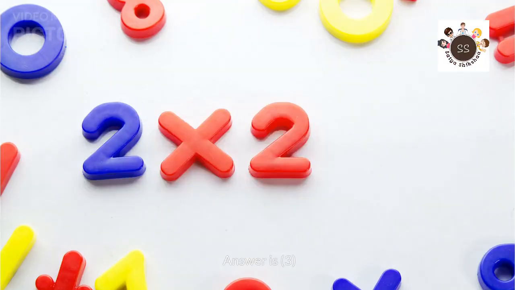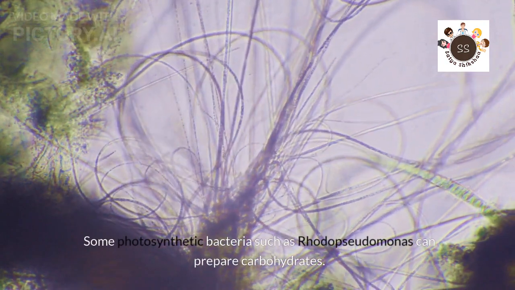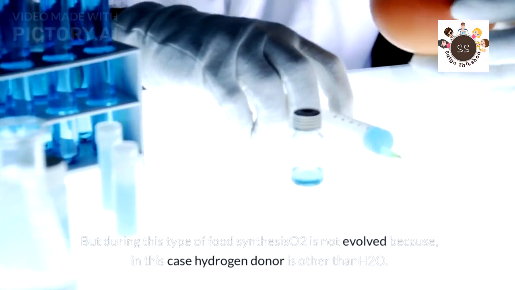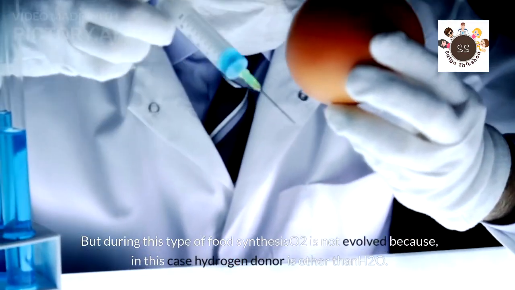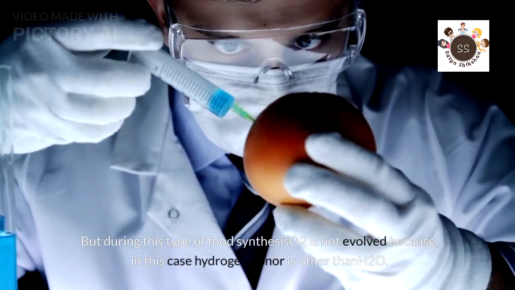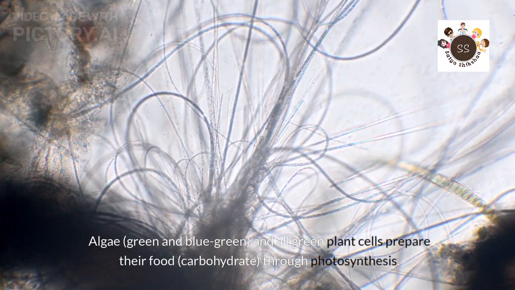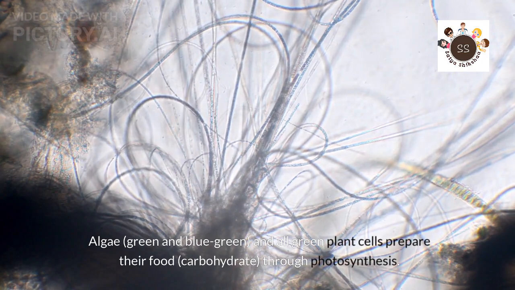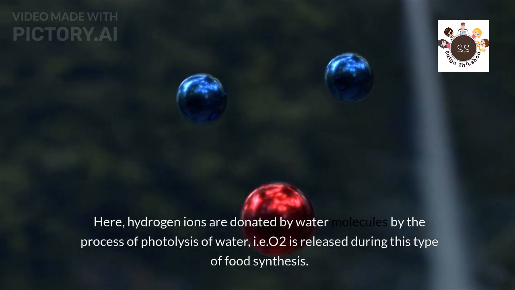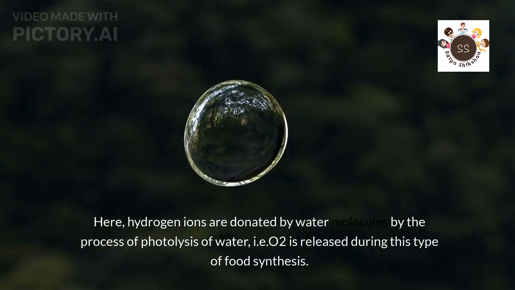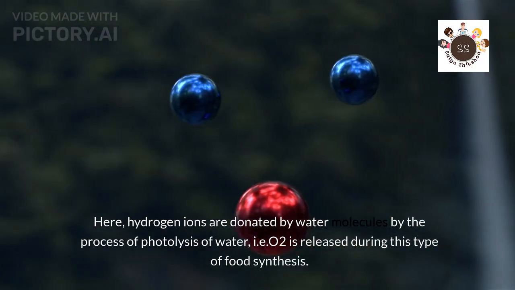Answer is 3. Some photosynthetic bacteria such as Rhodopseudomonas can prepare carbohydrates. But during this type of food synthesis O2 is not evolved because, in this case, the hydrogen donor is other than H2O. Algae, green and blue-green, and all green plant cells prepare their food, carbohydrate, through photosynthesis. Here, hydrogen ions are donated by water molecules by the process of photolysis of water, i.e. O2 is released during this type of food synthesis.